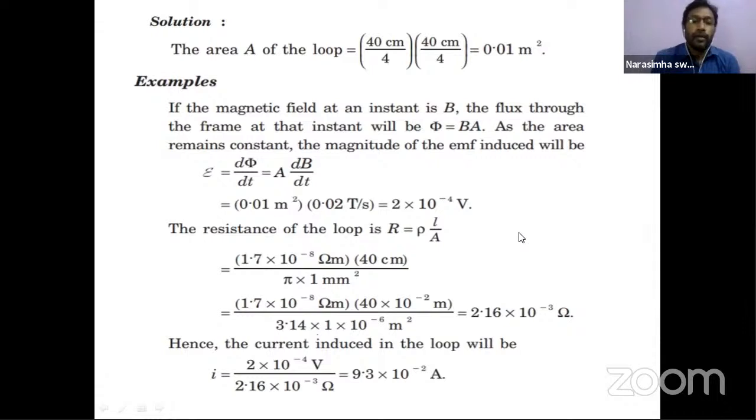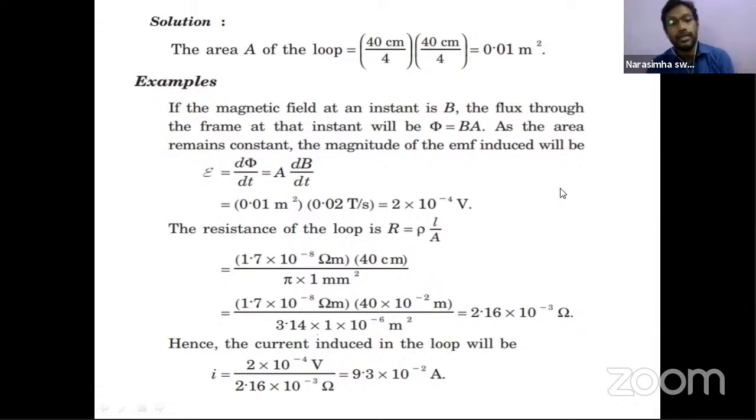Induced current is what they are asking. If the magnetic field at an instant is B, because it is changing, then the flux through the frame at that instant will be phi equal to B dot A, as the area remains constant. The area of the frame will not change. So the magnitude of the induced EMF will be found.